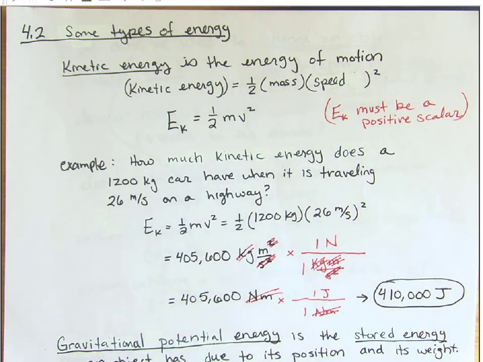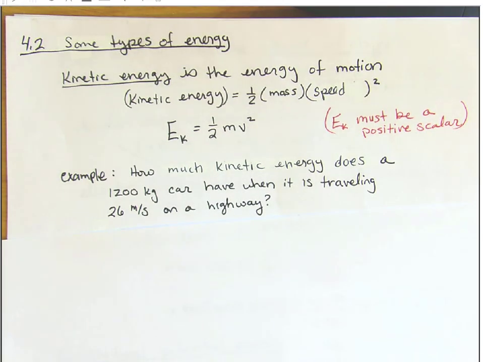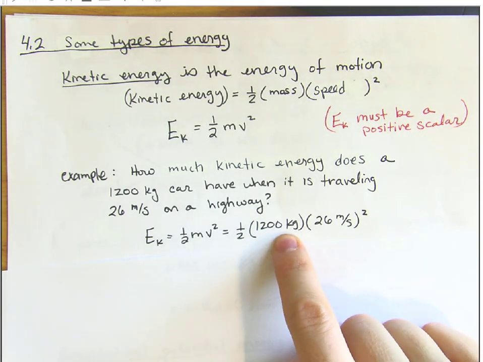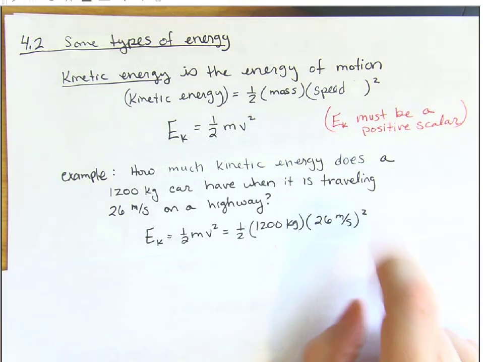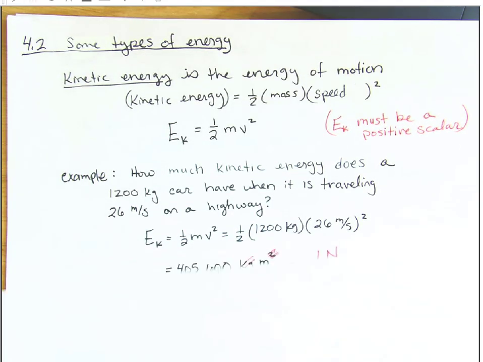No directions. So as a quick example, how much kinetic energy does a 1,200 kilogram car have when it is traveling 26 meters per second on a highway? So let's grab the equation for kinetic energy and plug in our values. 1/2 times its mass times its speed squared. And we're going to plug everything in and then gather up the units.